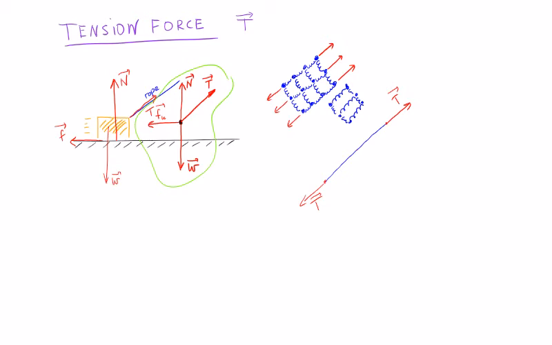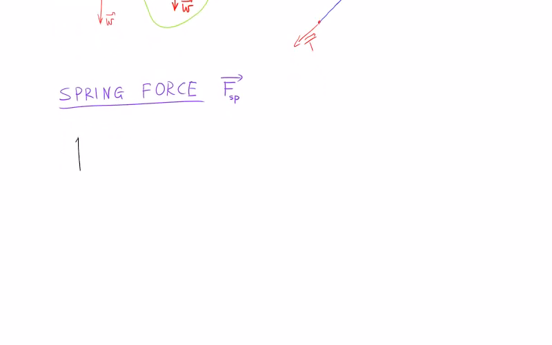Now, let's talk about the spring force. I keep referring to it, so it's known as a spring force, which is denoted as F subscript SP for spring. What happens when you have a spring that is attached to a wall on one end, and it is also attached to a box on the other end, and let's suppose that this box is sitting on a surface?